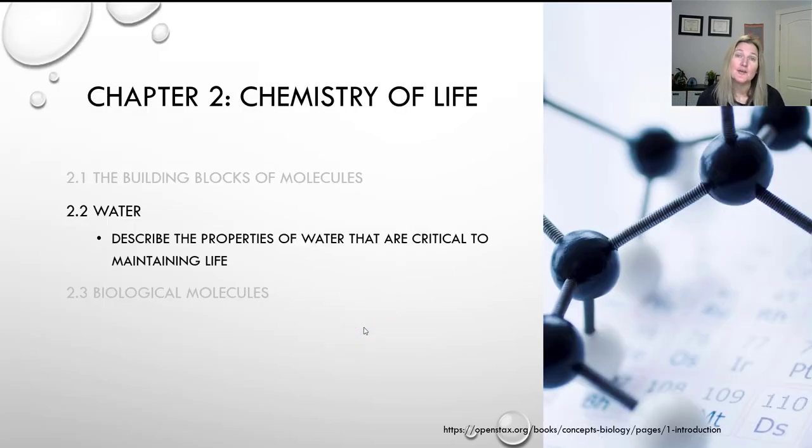All right, so that's it for chapter 2.2, the middle part of chapter 2. By now, you should be able to describe the properties of water that are critical to maintaining life. So think about water's polarity, allowing for hydrophilic substances. We have water being the universal solvent. We have water being less dense in its solid form, and so forth. So all of these are unique properties that allow us to survive. So it helps maintain life.